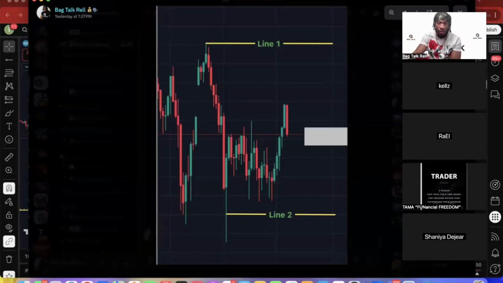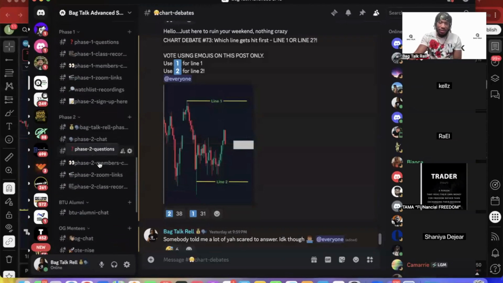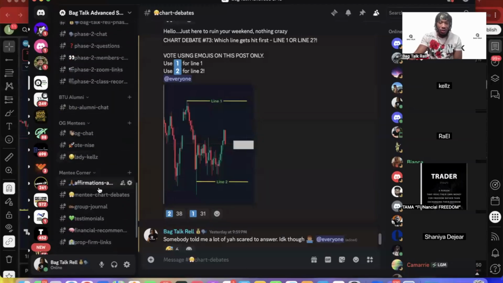Free community, what they picked for this? They said that line 2 is probably going to get hit first. 38 people said line 2, but 31 people did say line 1. So it's a mixed group on the free side. Let's see what the mentees are talking about for real. Let's see what the good mentees, what they talking about, man.